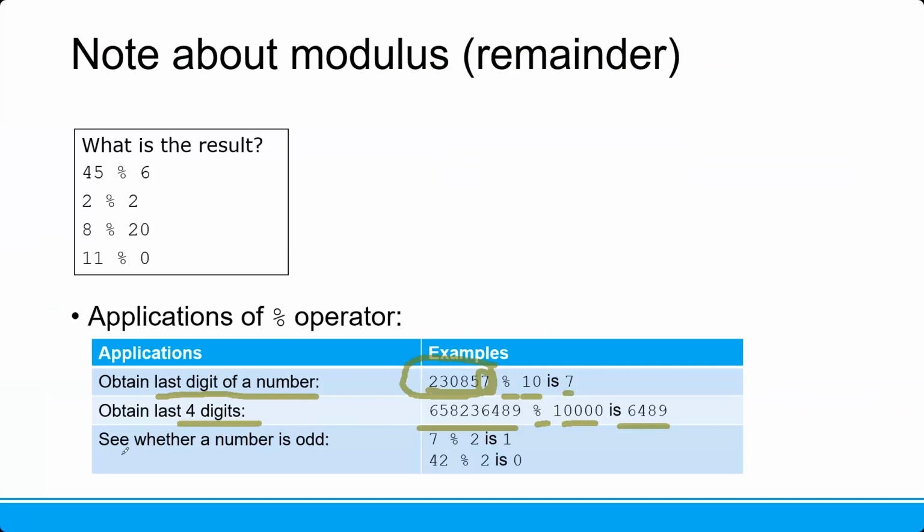Or sometimes we can try to figure out whether a number is odd or even. If the number can be divided by 2, it is even. If the number cannot be divided by 2, it is an odd number. So there are so many applications with this remainder.